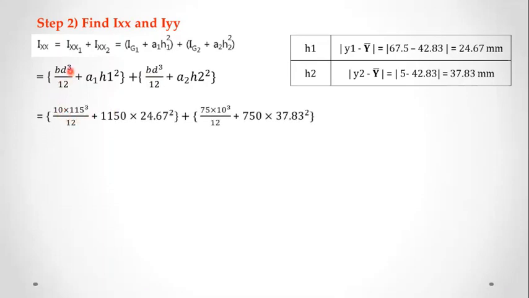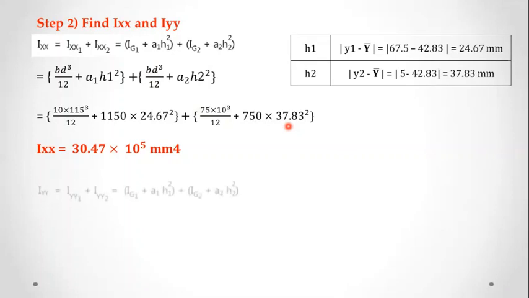B is equal to 10, D is equal to 115, A1 is 1150, H1 we have calculated as 24.67 square. Now these values are for the second rectangle. For the second rectangle, B value is 75, D value is 10, so 10 cube, plus A2 is 750 into H2, we have calculated that as 37.83 square. Calculate this equation, you will get the answer of Ixx equal to 30.47 into 10 raised to 5 mm raised to 4.